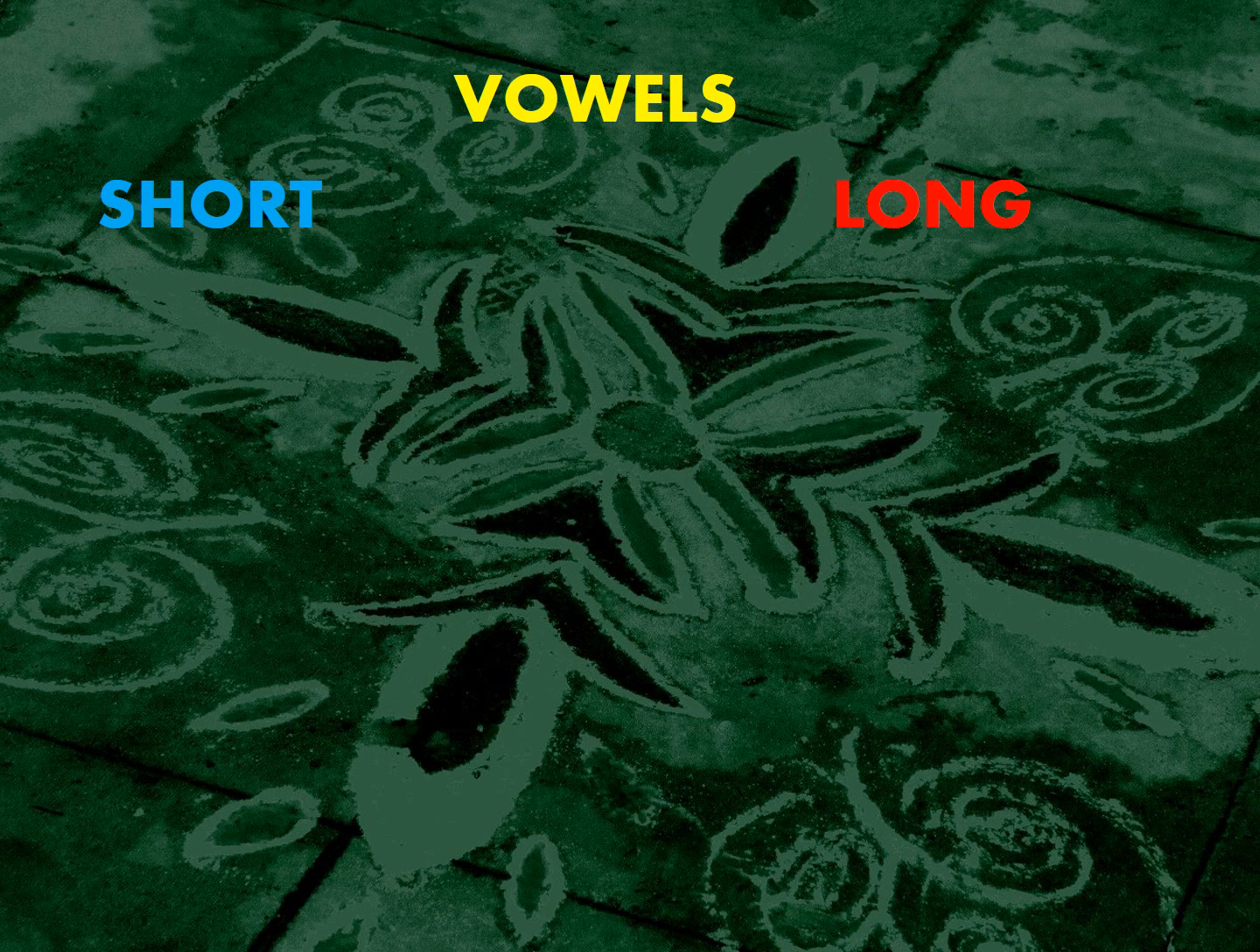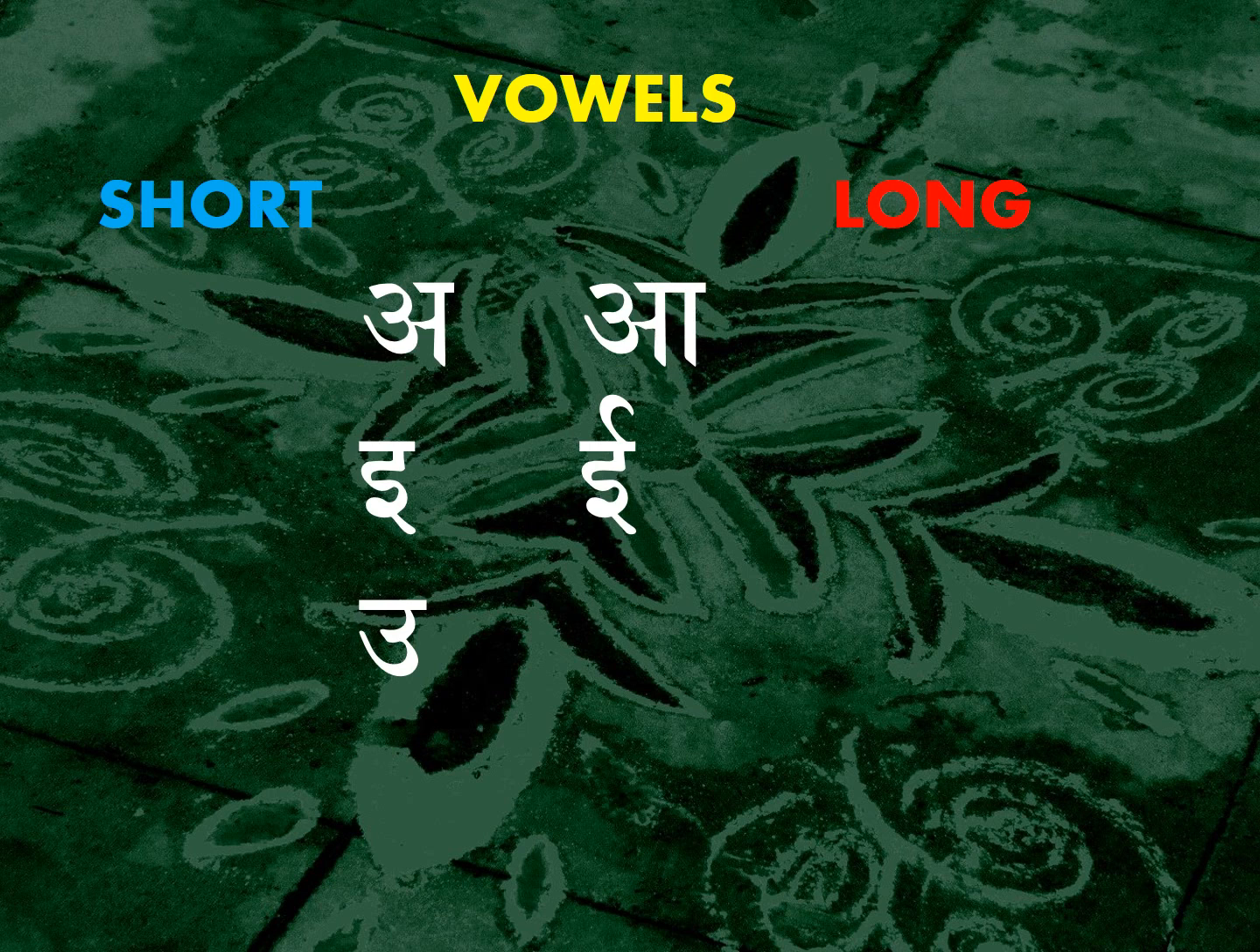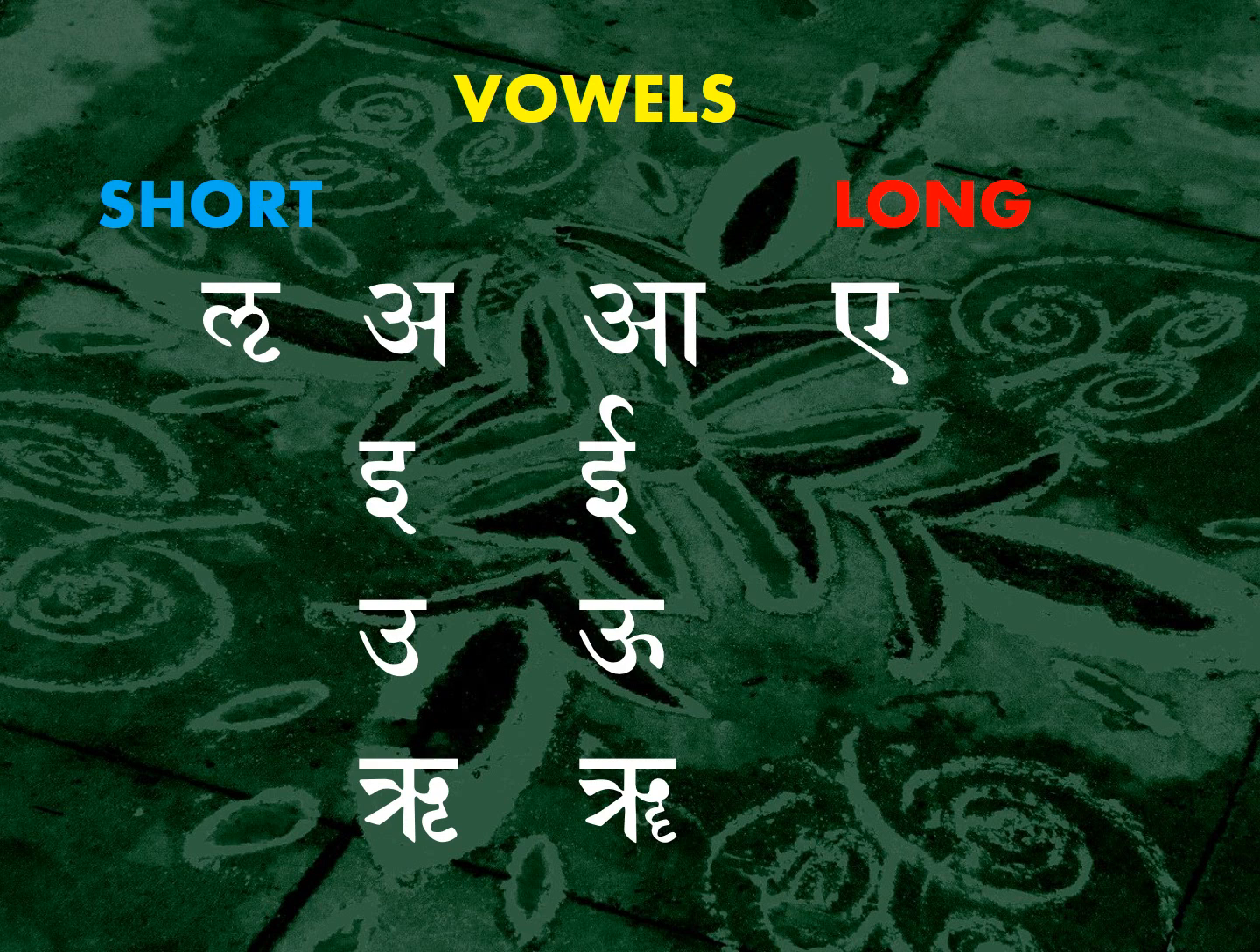Once more: a, ā, i, ī, u, ū, ṛ, ṝ, ḷ, e, ai, o, au.